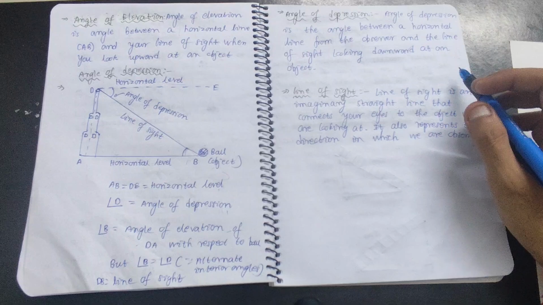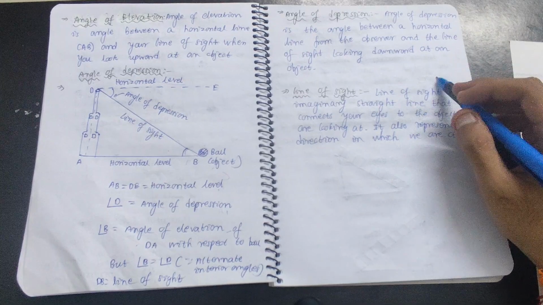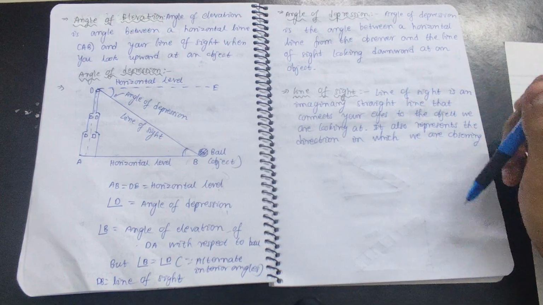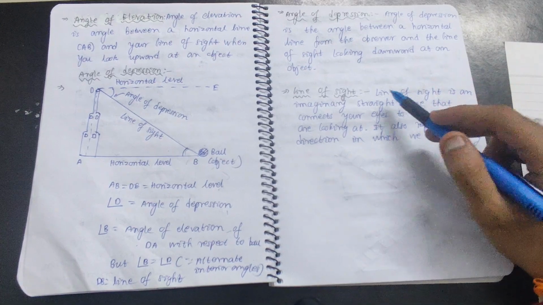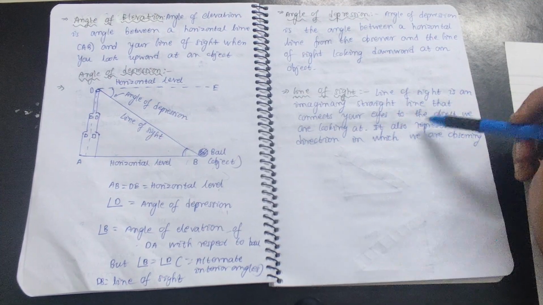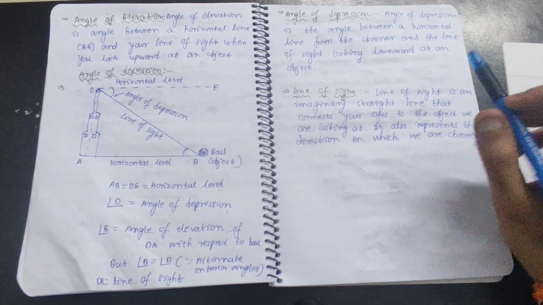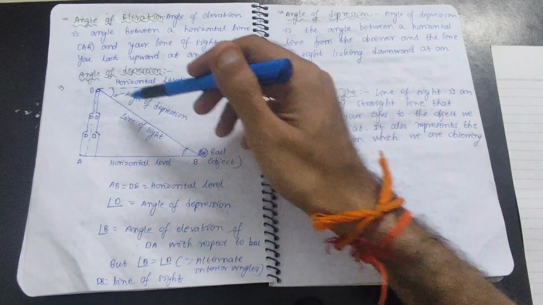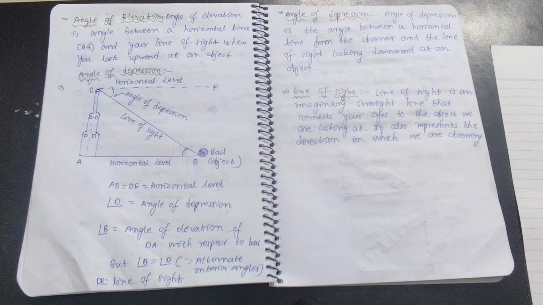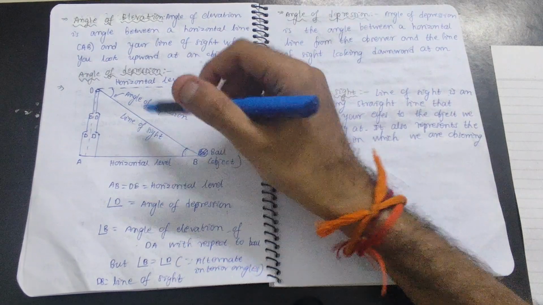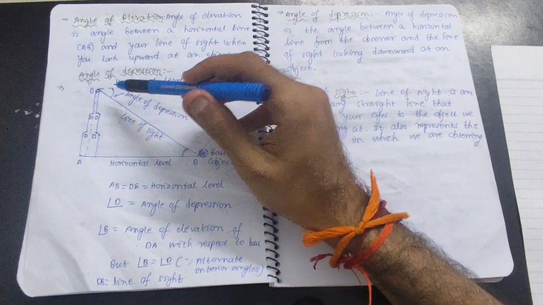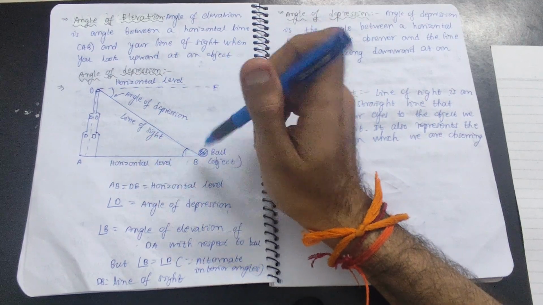The angle of depression is the angle between the horizontal line from the observer and the line of sight looking downwards at an object. Next we have line of sight. Line of sight is an imaginary straight line which connects your eyes to the object we are looking at. So it also represents the direction in which we are looking at the object. Let's say I'm standing at point D and looking at object B. So this is the direction of your line of sight, DB. This direction is called the line of sight.